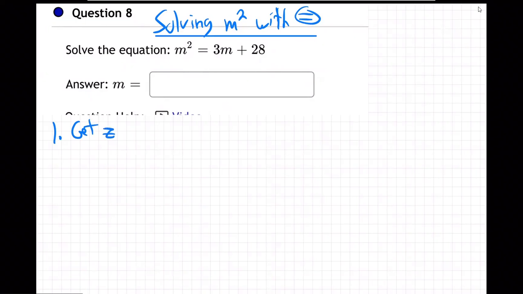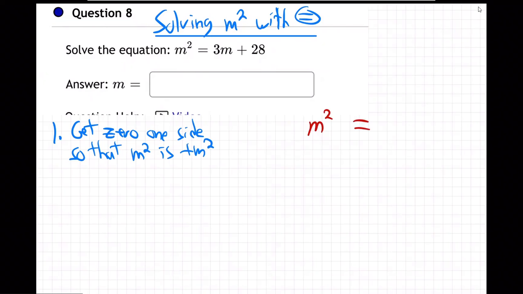get 0 on one side so that m squared is positive. You want the biggest term, the m squared, to be positive. So let me go over here and I'll write the equation. We have m squared equals 3m plus 28.